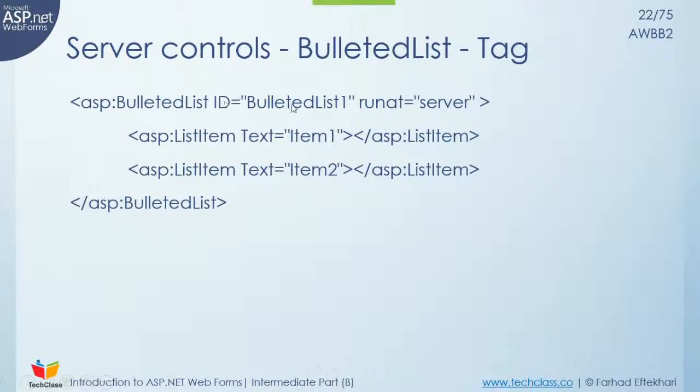Still, we have this ID property, run at server, and for each item in this list, we have to have this list item here, the text for this list item, and then we have to close this bulleted list like this.